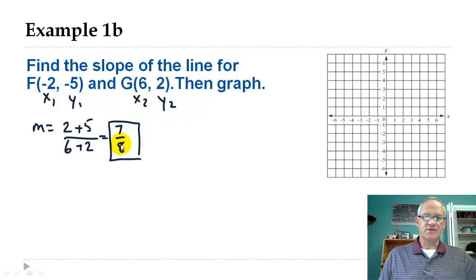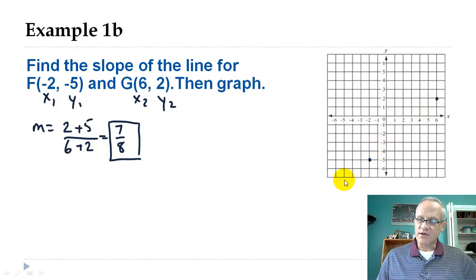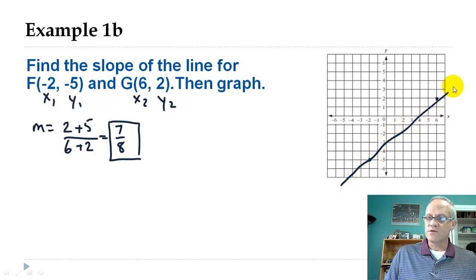So when we graph this, let's just graph it, and then we'll make sure everything looks good. So -2, -5. So here's -2, and then down to -5. So here's -2, -5 right there. And then 6, 2 will be right here. Okay, now here's the trick. Can I draw a straight line between these 2 points? Close.